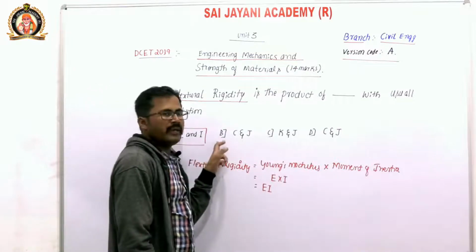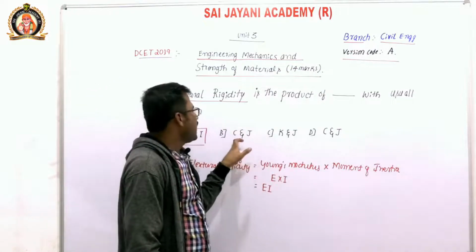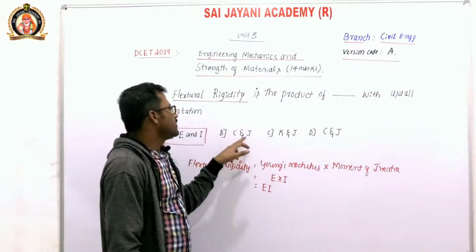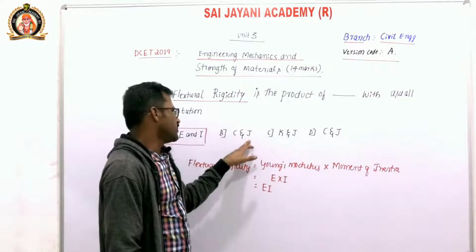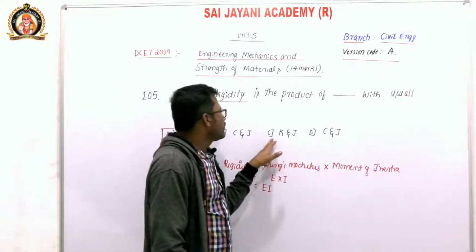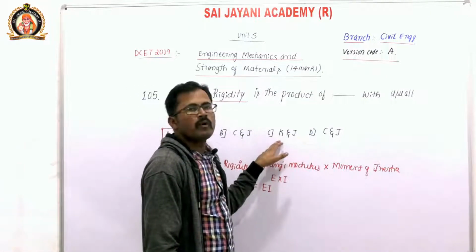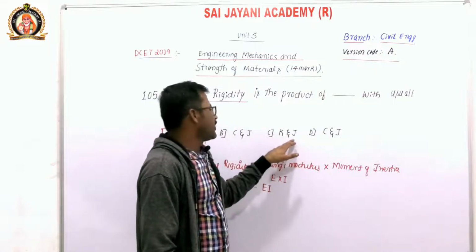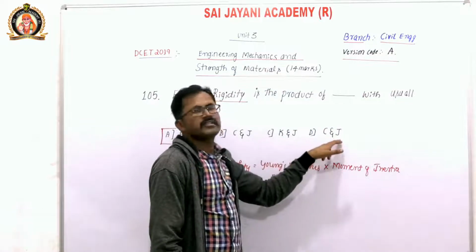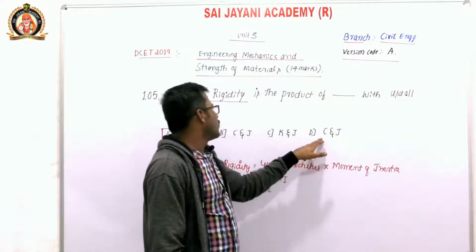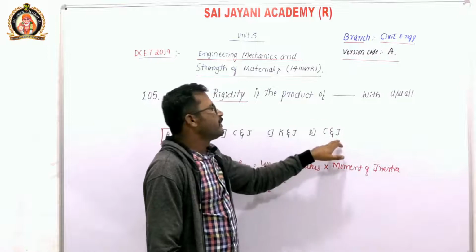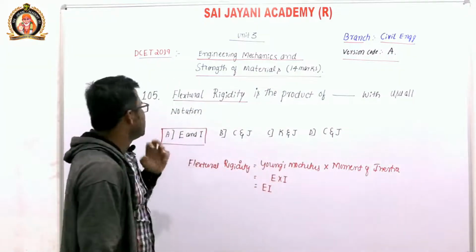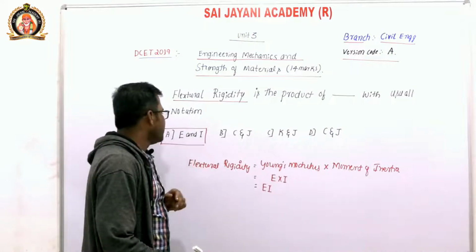Look at option B, C and J. C means the rigidity modulus and J is the polar moment of inertia. In option C, K and J, K is the bulk modulus of elasticity and J is the polar moment of inertia. Option D, C and J, C means rigidity modulus and J means the polar moment of inertia. So the right answer is E and I.